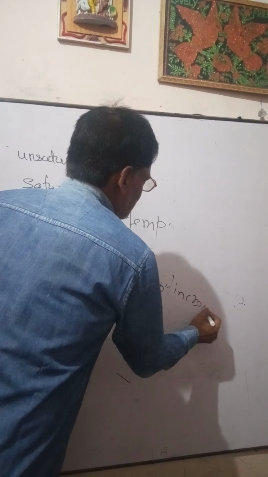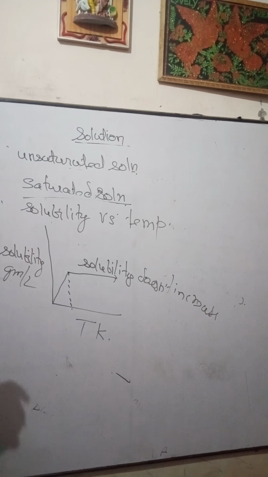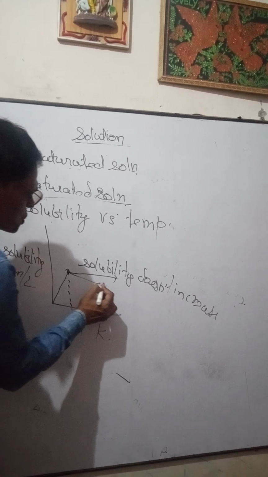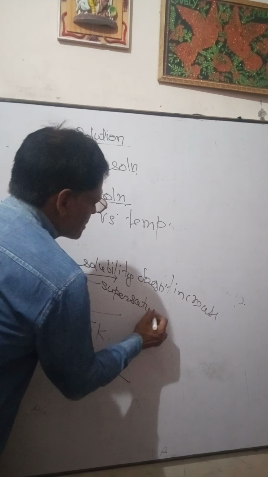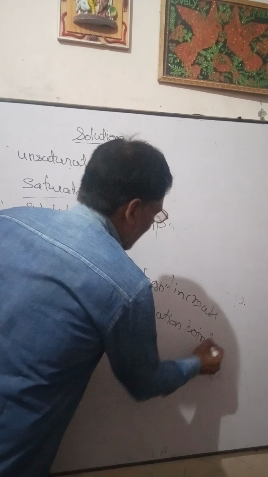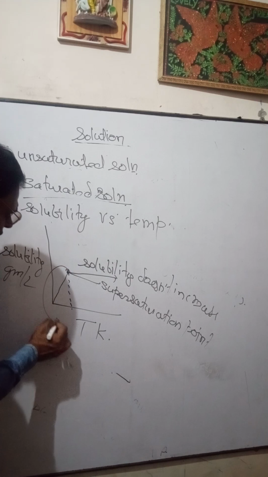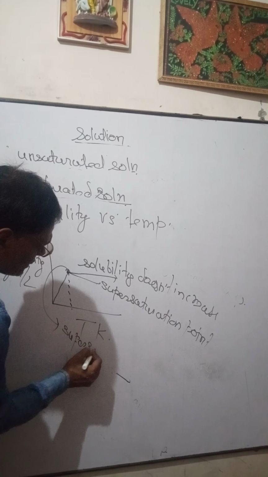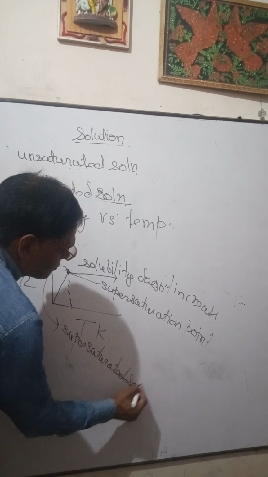Even with the rise of temperature, whatsoever temperature we can rise, the solubility will not increase. Then this point here is called the supersaturation point, and the solution prepared at this point is called a supersaturated solution.